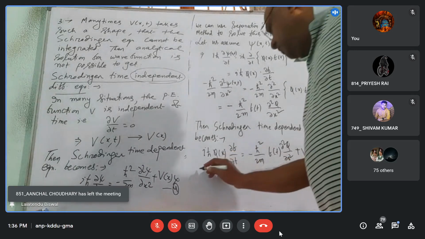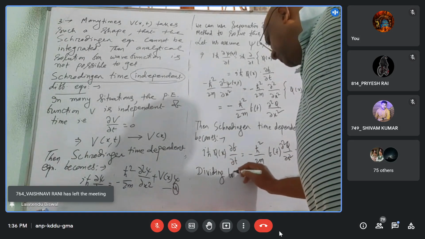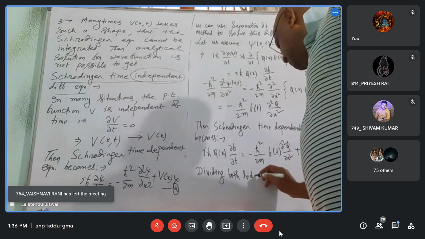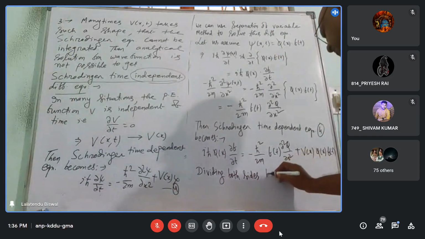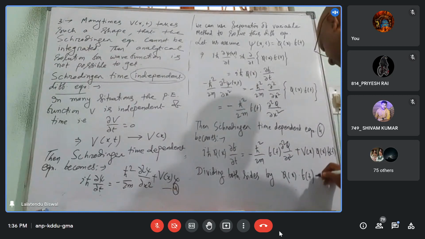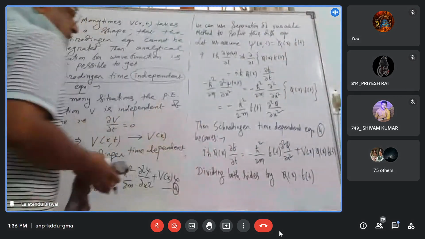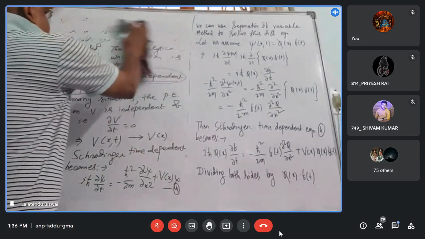Now you divide both sides by the product phi(x) into F(t). If you divide both sides by the product of phi(x) and F(t), what do you get?